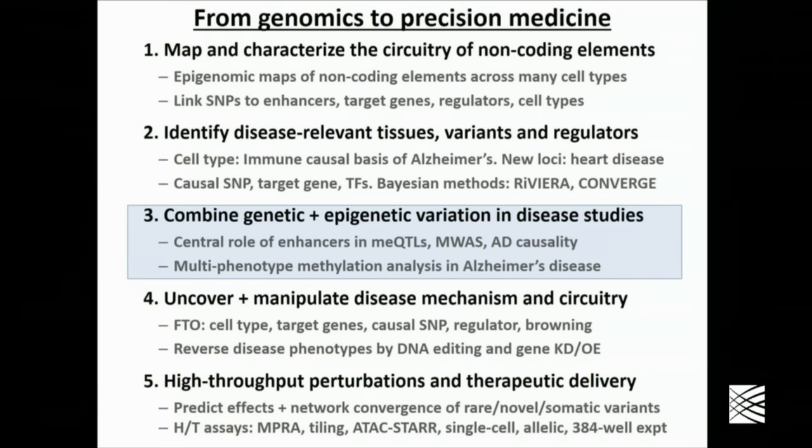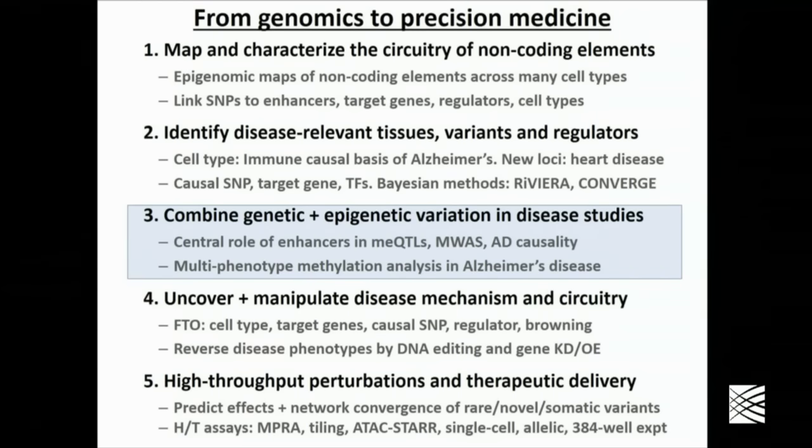We also have Converge, which basically looks at the whole regulatory network circuitry to predict causal SNPs, target genes, and transcription factors. And we found, in the case of Alzheimer's disease, that the causal cell type might be immune cells rather than neurons. And in heart disease, we're able to identify new loci.